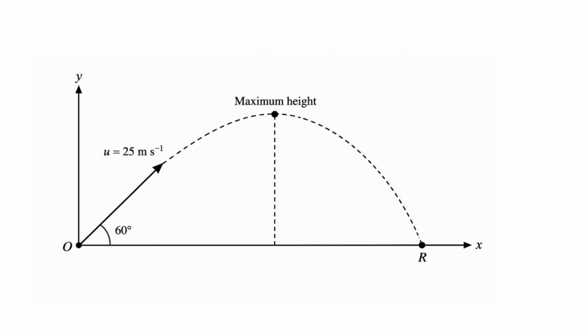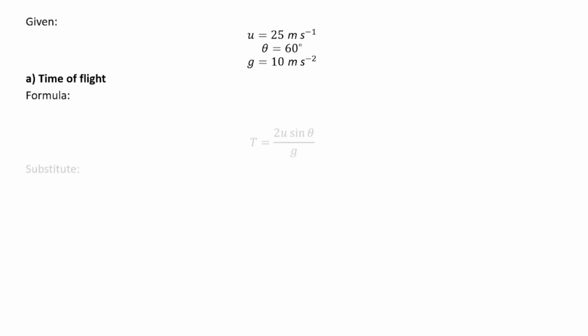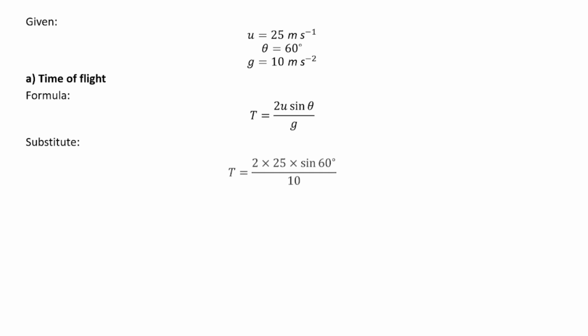Remember, time of flight means the total time the particle spends in the air from the moment it is projected until it lands back on the ground. Given u equals 25, theta equals 60 degrees, g equals 10. For the time of flight, we use the formula t equals 2 u sine theta over g. This is used when the projectile starts and lands at the same vertical level. Substitute t equals 2 multiplied by 25 multiplied by sine 60, all divided by 10.